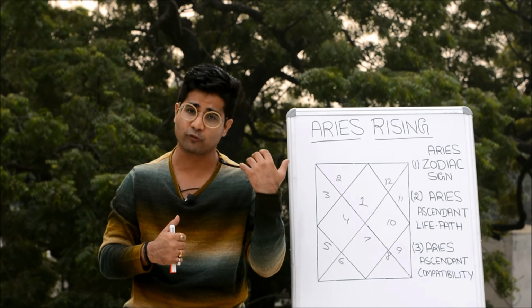When it comes to the third house, first of all, the natural karaka of the third house is the planet Mars, which is the ruler of this particular rising sign.